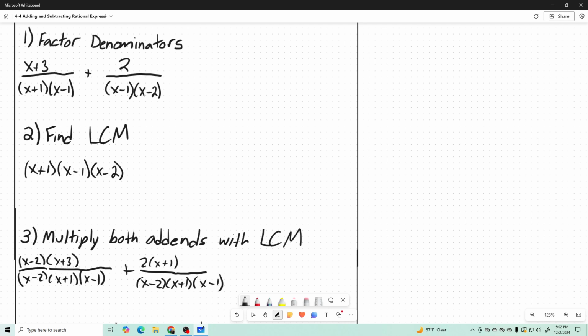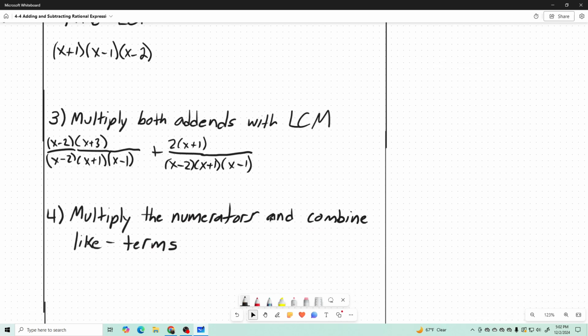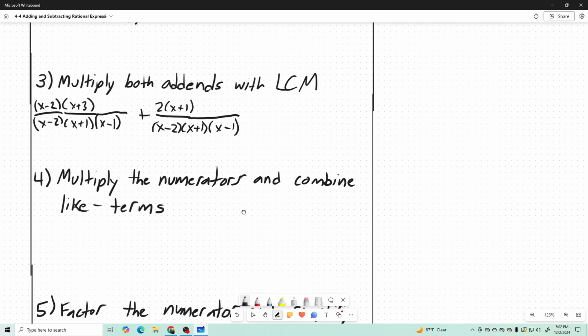And wouldn't you know it, the reason we did that, of course, is that we get the denominators to be exactly the same. Here we have x minus 2, x plus 3, over the denominator, right? And over here we have 2 times the quantity x plus 1 over the denominator. All right, multiply the numerators and combine like terms.